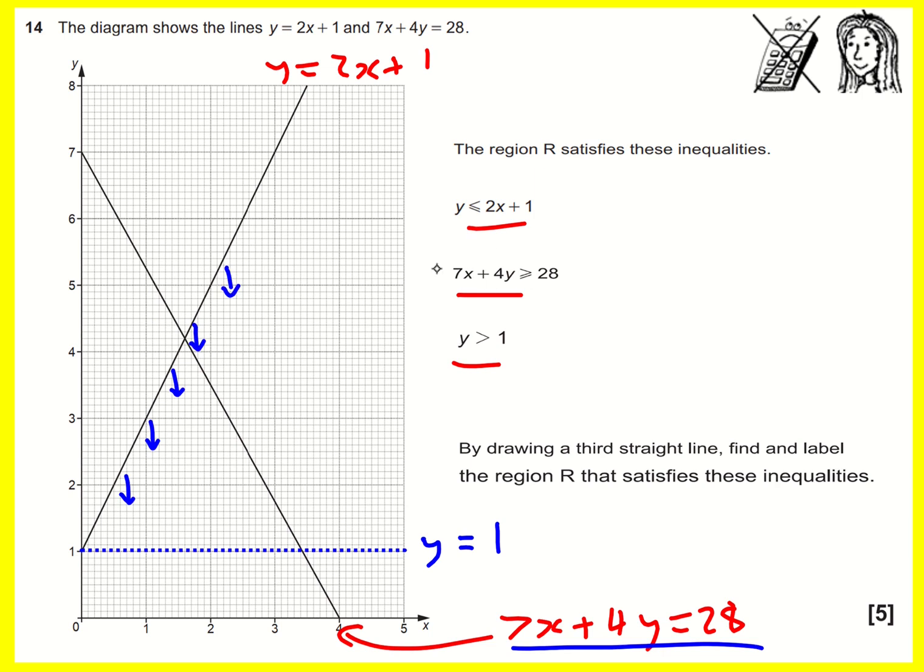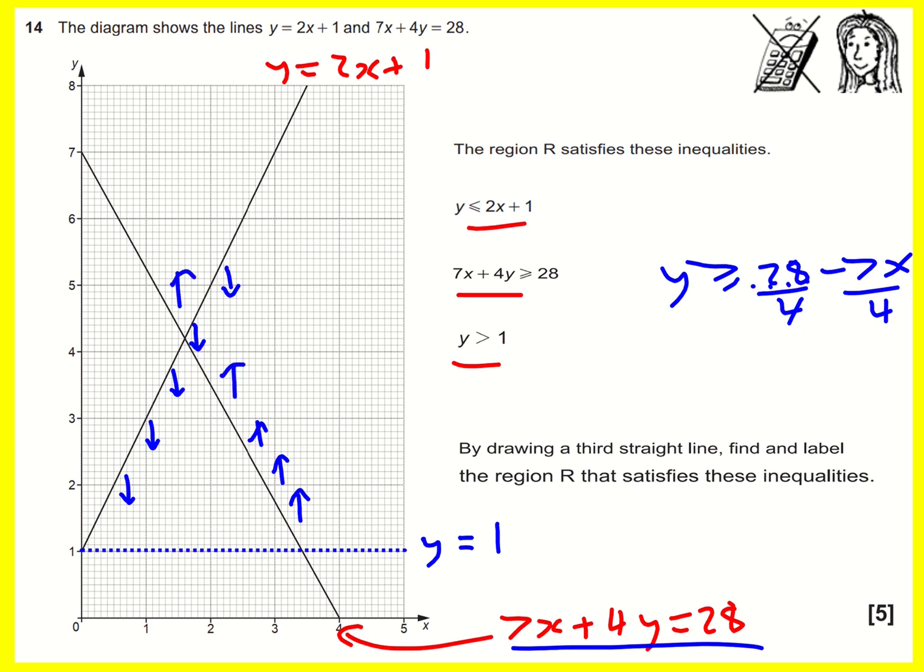Okay, I've got 7x plus 4y greater than or equal to 28. There's two ways I could figure this out. I could try and rearrange it to get y is greater than or equal to something, and then that's going to help me because I can see that it's going to be everything above this line. Because when I rearrange it, it'll be 28 minus 7x, and then I'm going to have to divide it by 4. So I divide both of these by 4. It's everything above this line.